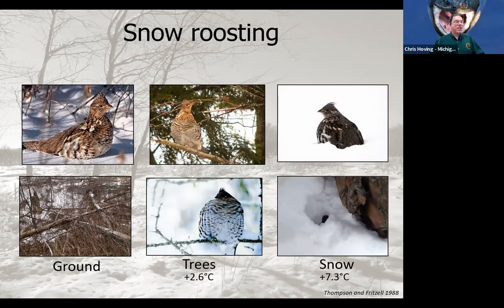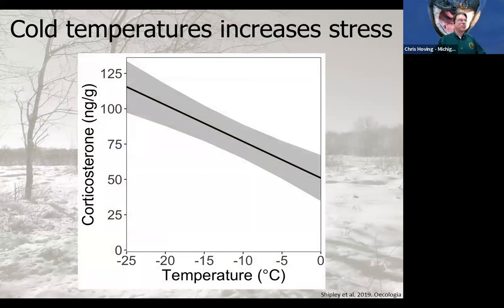When they roost in trees, the temperature they're experiencing is about 2 to 2.5 degrees warmer than when they're roosting on the ground. When they're roosting in the snow, it's about 7.5 degrees warmer. So it's considerably warmer under the snow compared to the surrounding landscape. And if you're a species living in the northern United States, or well up into Canada, sometimes this can be a significant improvement to your experience of your habitat if you can get under that snow.